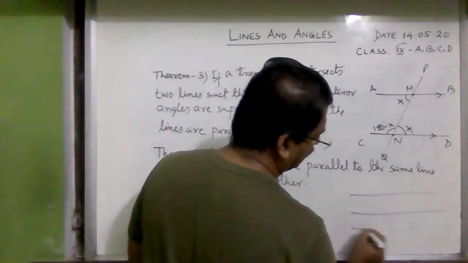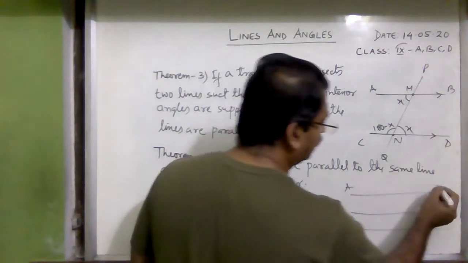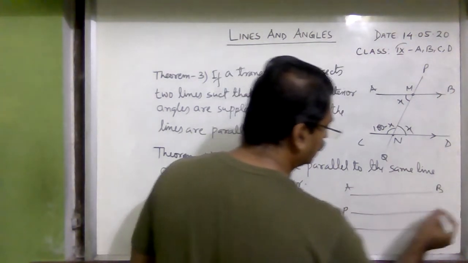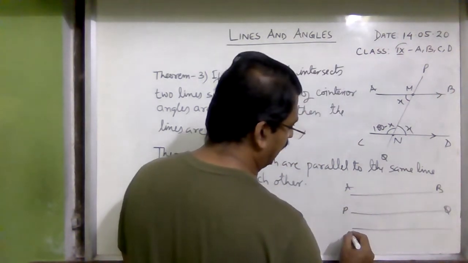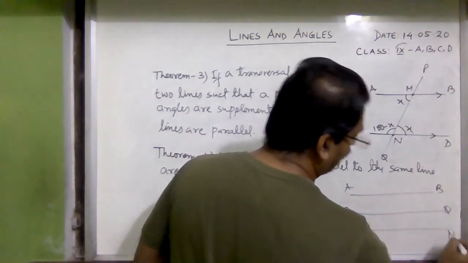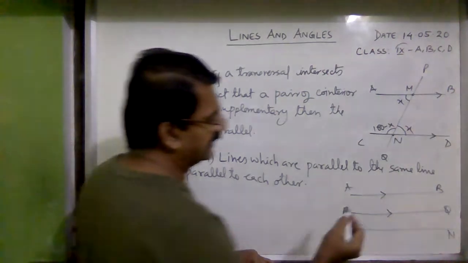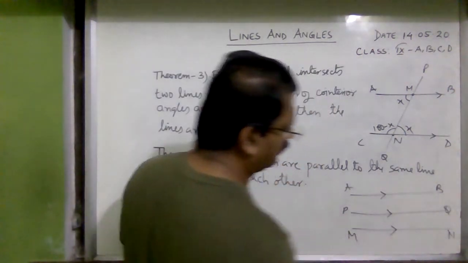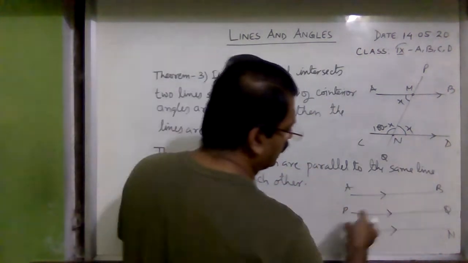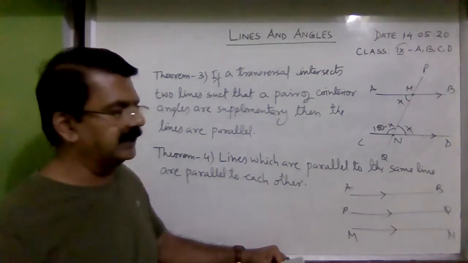Suppose there are three lines AB, PQ and MN. Now it is given that AB and PQ are parallel, and then it is given that AB and MN are also parallel. So automatically PQ and MN will be parallel to each other.